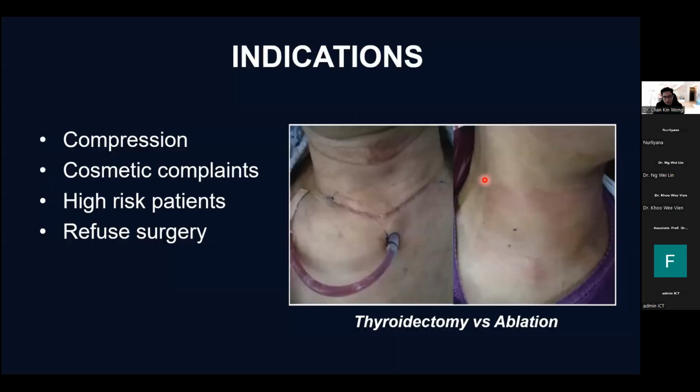The indications for ablation are these 4 main reasons. Number 1 is compression. Number 2, cosmetic complaints, high-risk patients, and patients who refuse surgery. Traditionally, we tend to do more thyroidectomy. Ablation is something new, and generally we only focus on benign lesions.